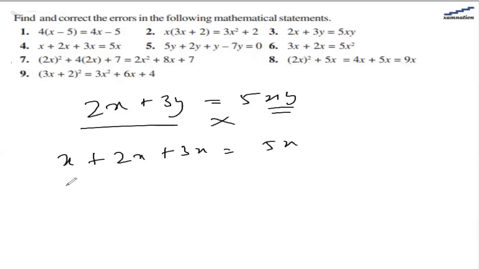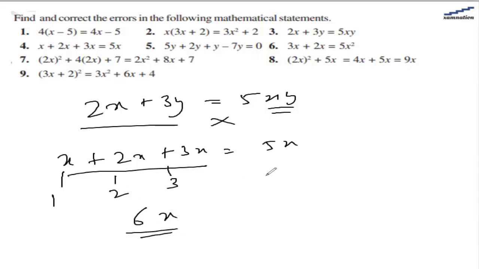In the fourth part, we have x plus 2x plus 3x equal to 5x. So here we have three terms and they are like terms, because the variable is x. As the variable is x, we can add the coefficients. The coefficient is 1 from here, 2 from here, and 3 from here. So 1 plus 2 plus 3 gives us 6, and the variable is x. So the left hand side is 6x. So the right hand side should be 6x instead of 5x.